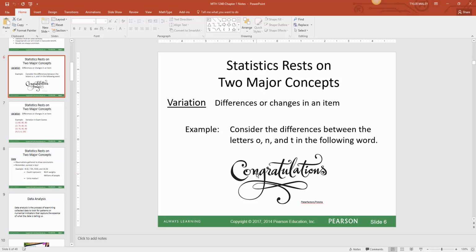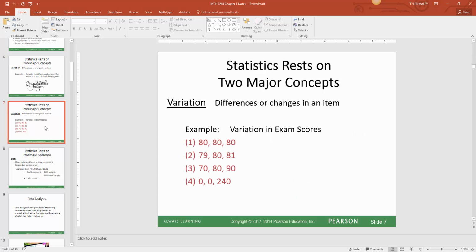So in statistics, we care about how we describe this variation in a data set. And variation is the most important concept in an introductory statistics course. So variation is very important. I made another example of variation. Here is an example in exam scores.